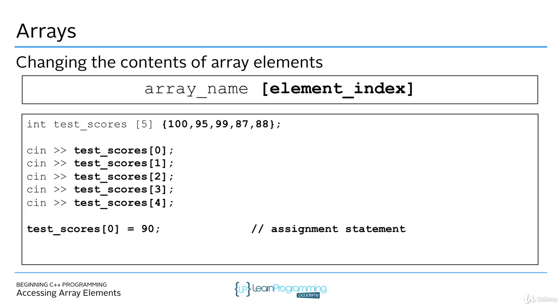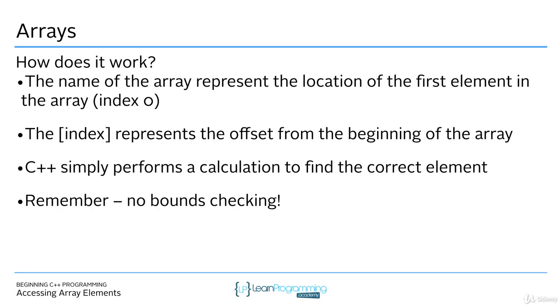That pretty much covers the basics of arrays, but you might be wondering how all this works behind the scenes. Let's see. In C++, the name of the array represents the location or address in memory of the first element in the array, that is, the element with index 0. When we access an array element using the subscript operator and provide an index in the square brackets, the compiler knows that you want the element that is at that offset from the beginning of the array. So all the compiler has to do is a pretty simple calculation.